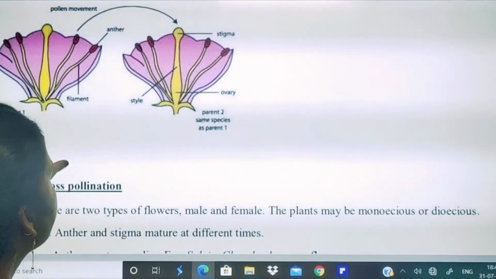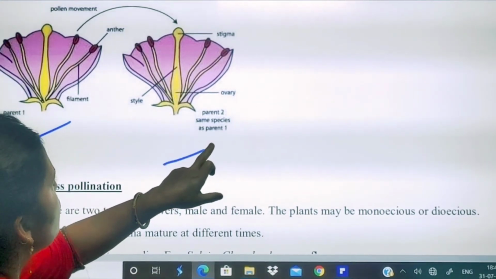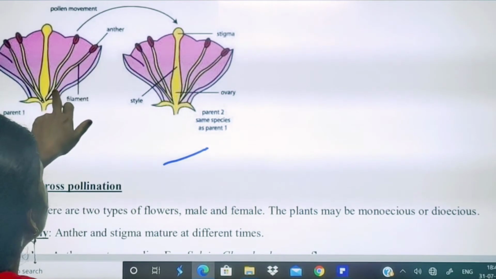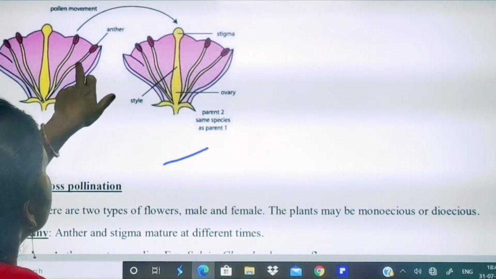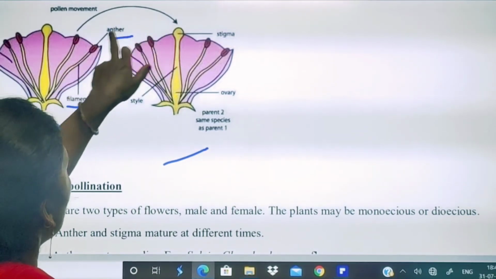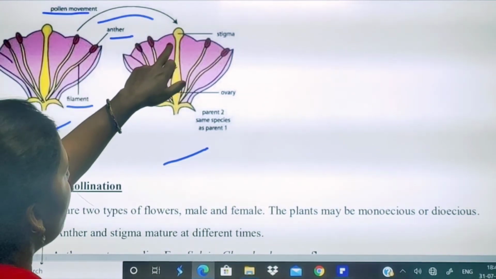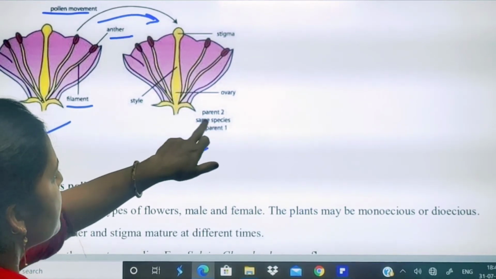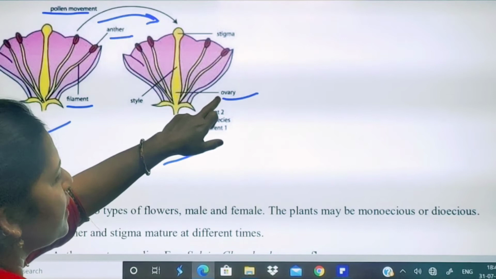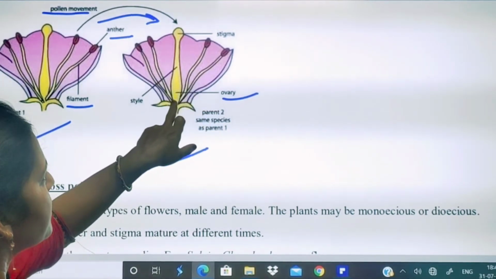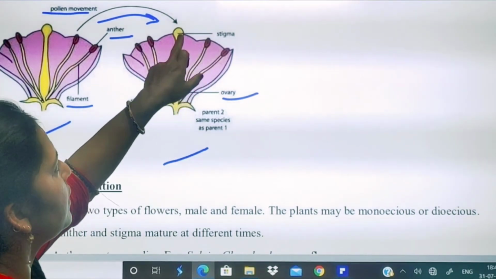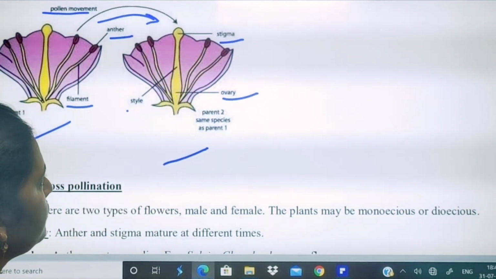So this is the parent 1 and parent 2. ठीक है. पेरेंट 1 में क्या है, these are the filaments and in the filaments there are the attachment of the anthers and there is the pollen movement from one flower to another flower. This is parent 2 and this is the same species as in parent 1. This is the ovary and in the ovary there are number of ovules present and the ovary that is directly attached with the stigma with the help of a stalk.